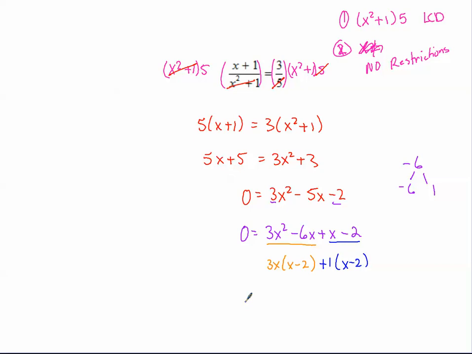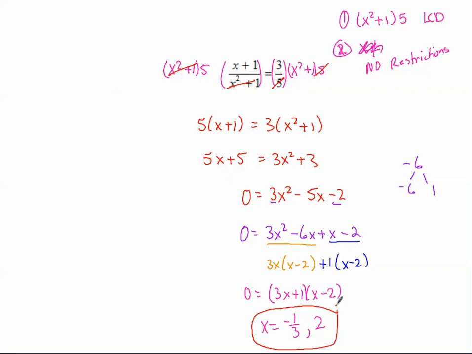So this is going to be 0 is equal to 3x plus 1, x minus 2. So what would my solutions from this be? I would get x is equal to -1/3 from the first one and 2 from the second one when I set each binomial equal to 0. And since I have no restrictions, those are both answers. So I finally have one that has 2 solutions. So that has 2 solutions right there.